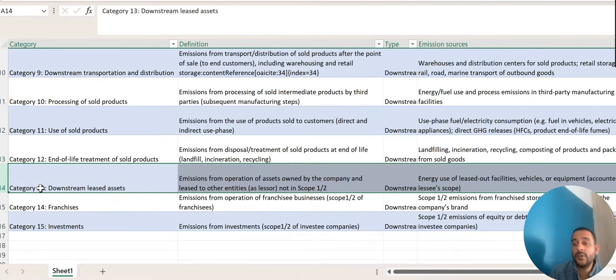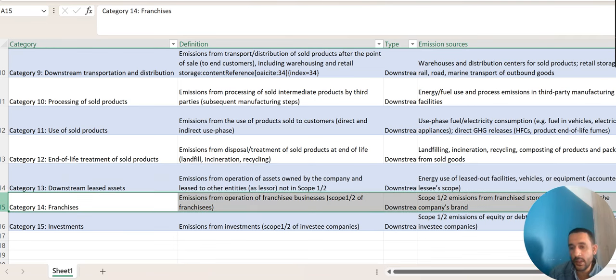Downstream leased assets. If your company is in the business of leasing assets, like a real estate developer, residential or commercial, it is mostly applicable for those. Or if you have manufacturing capacity and you have leased a portion of that capacity to another company. There are multiple cases, but yes, you should also consider this. So this will create a complete picture of your scope 3 emissions.